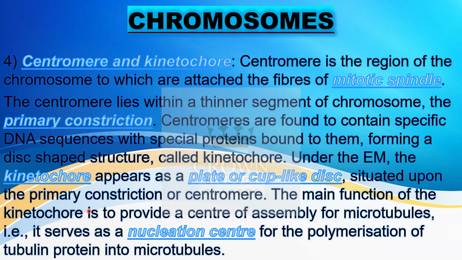And the main function of this kinetochore is to provide a center of assembly for microtubules. These microtubules are the major components of the cytoskeleton. And the alpha and beta tubulin subunits are assembled into linear protofilaments. Hence, it serves as the nucleation center for the polymerization of tubulin proteins into microtubules.